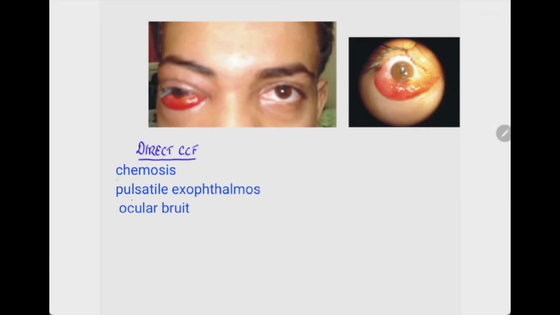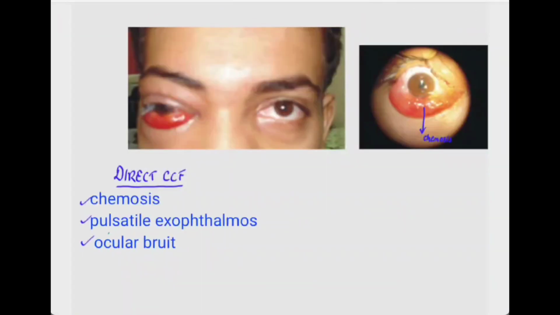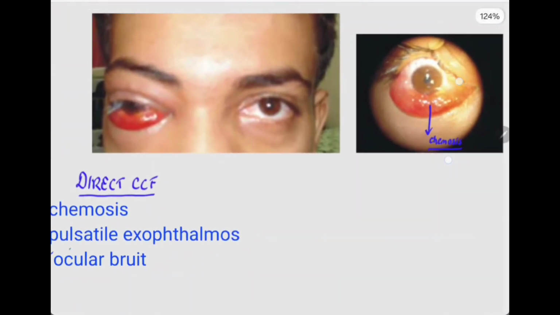Usually present with classical triad of chemosis, pulsatile exophthalmos and ocular bruit. Indirect CCF have gradual onset with milder presentation.